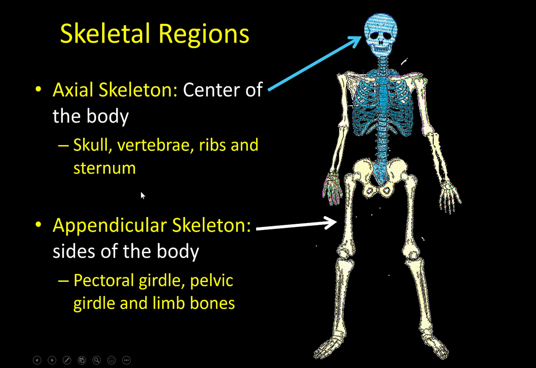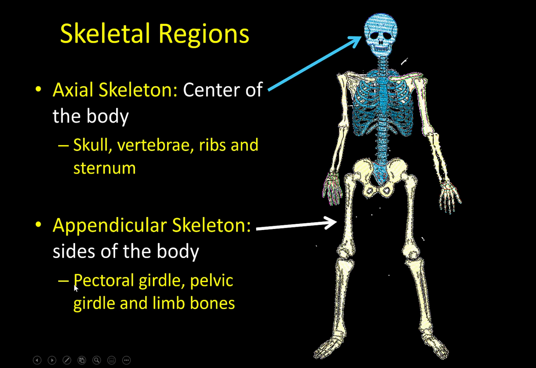Now, the skeleton overall can be subdivided into two regions. The axial skeleton makes up the axis of the body. This is the skull, the vertebra, and the ribs, right? Central axis of the body. Everything that attaches to the axial skeleton, meaning the hips, the legs, the shoulders, the arms and the shoulder blades, all of that makes up the appendicular skeleton. Think appendages, arms and legs.